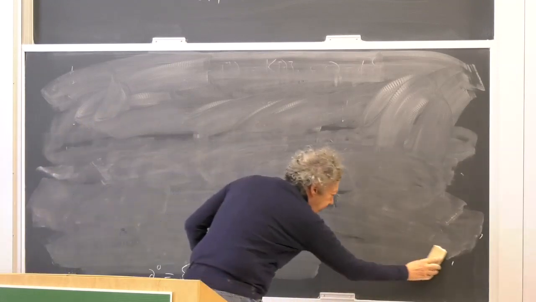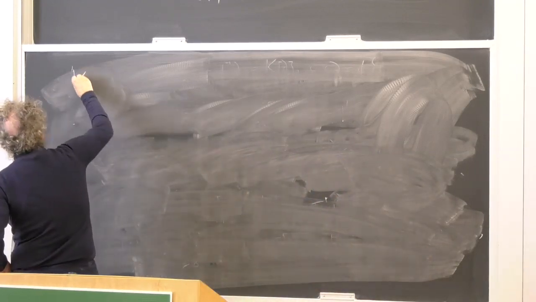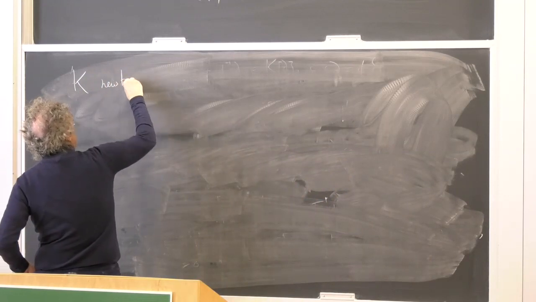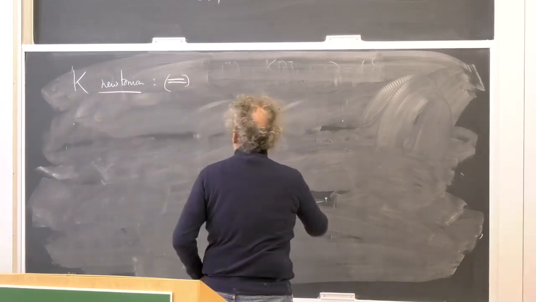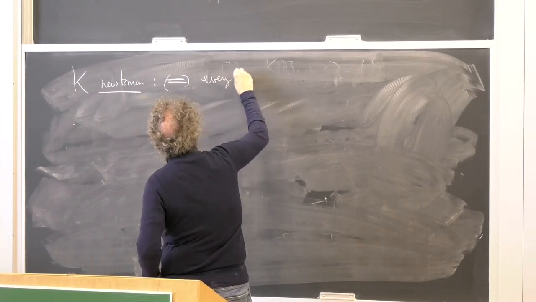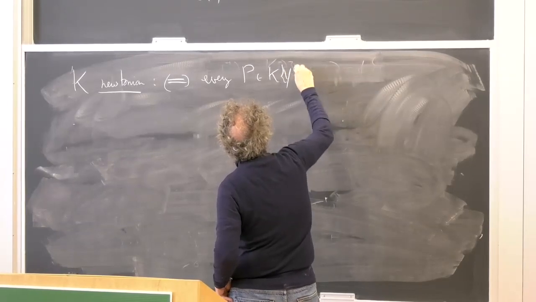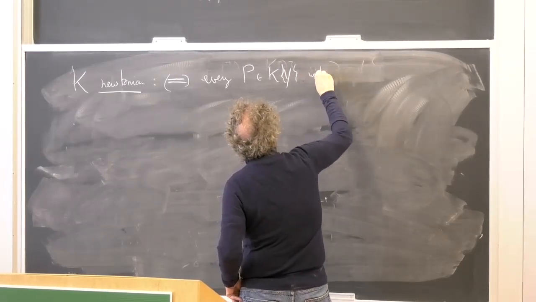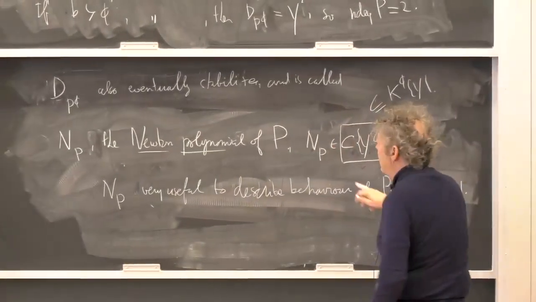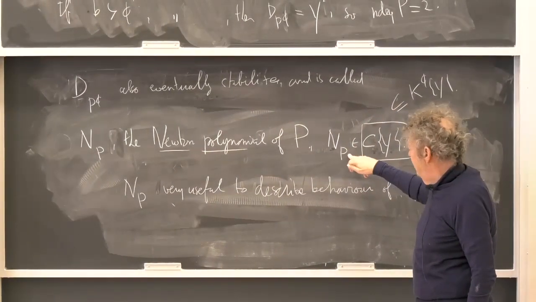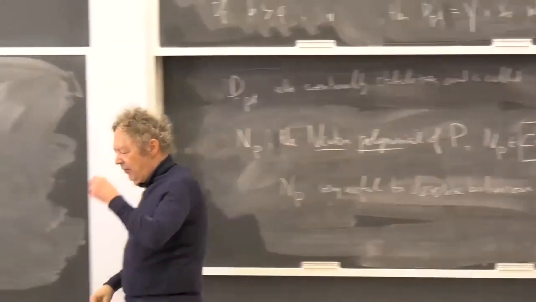So now I can say what we mean by K to be Newtonian. K Newtonian. So that's the definition, every P in K{Y}, with, of course, the Newton degree of, strictly speaking, I did define this only for non-zero P, but of course if P is zero, you define this to be zero, right? And the Newton degree will be minus infinity.